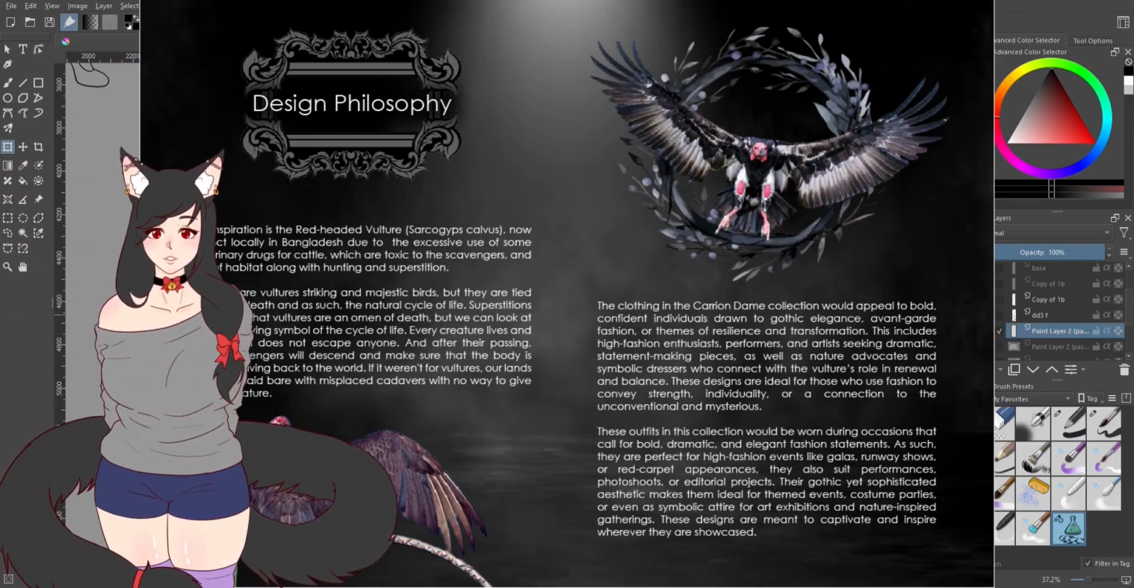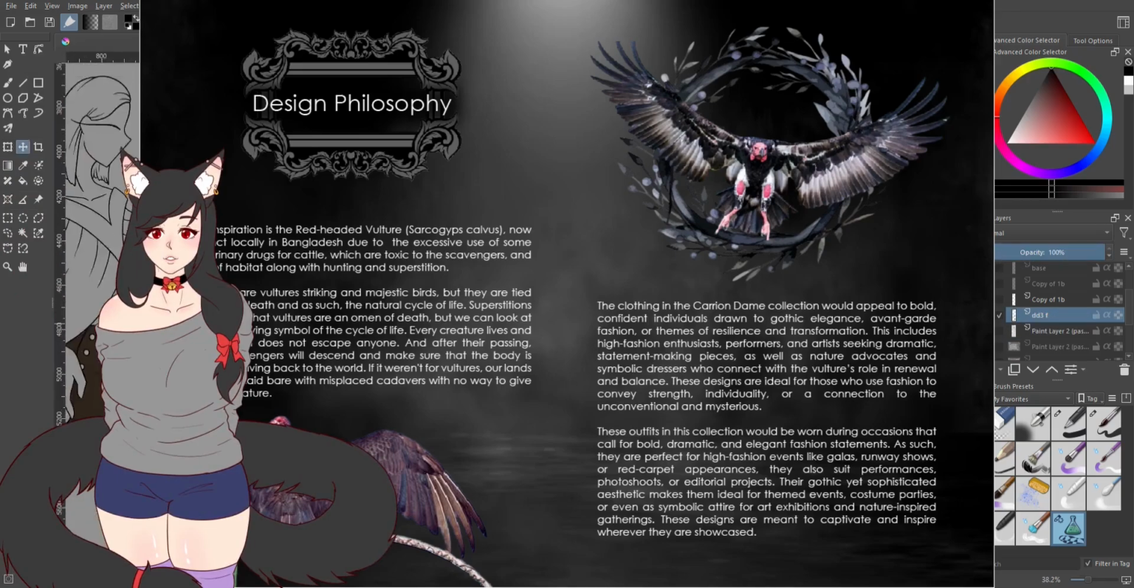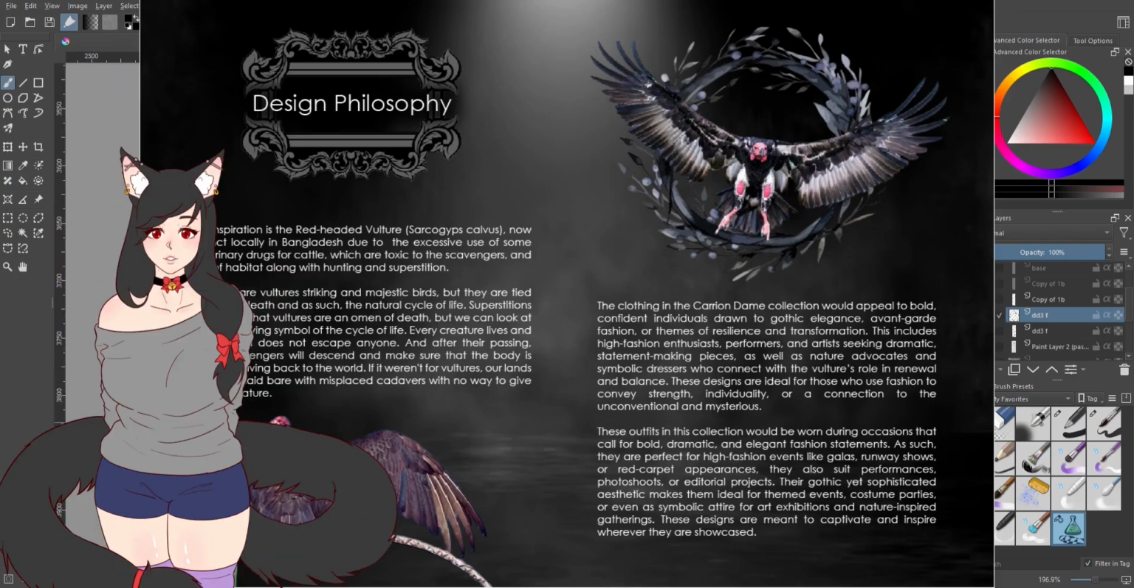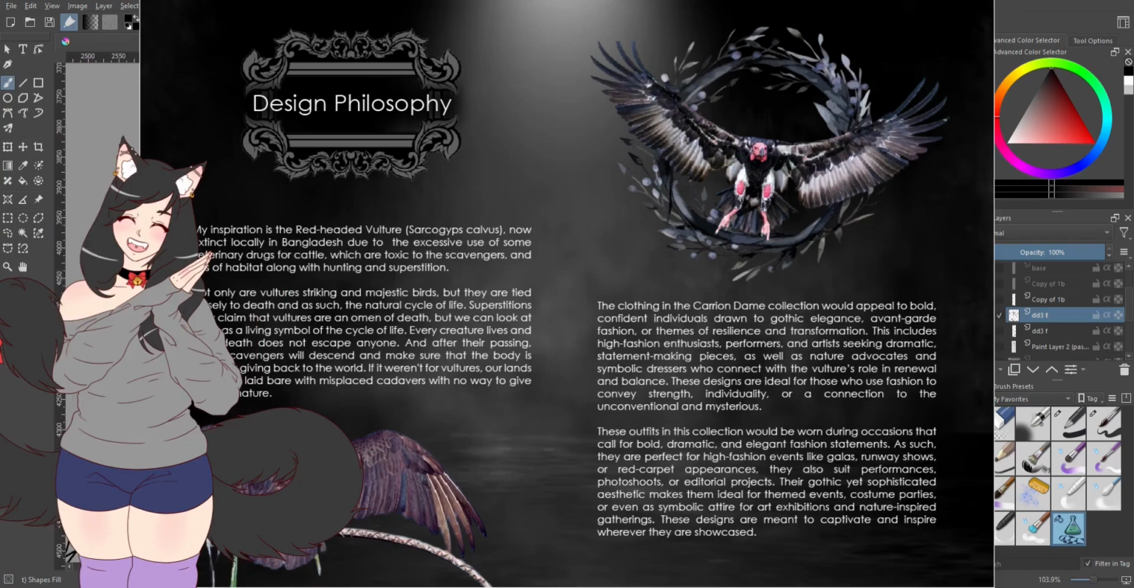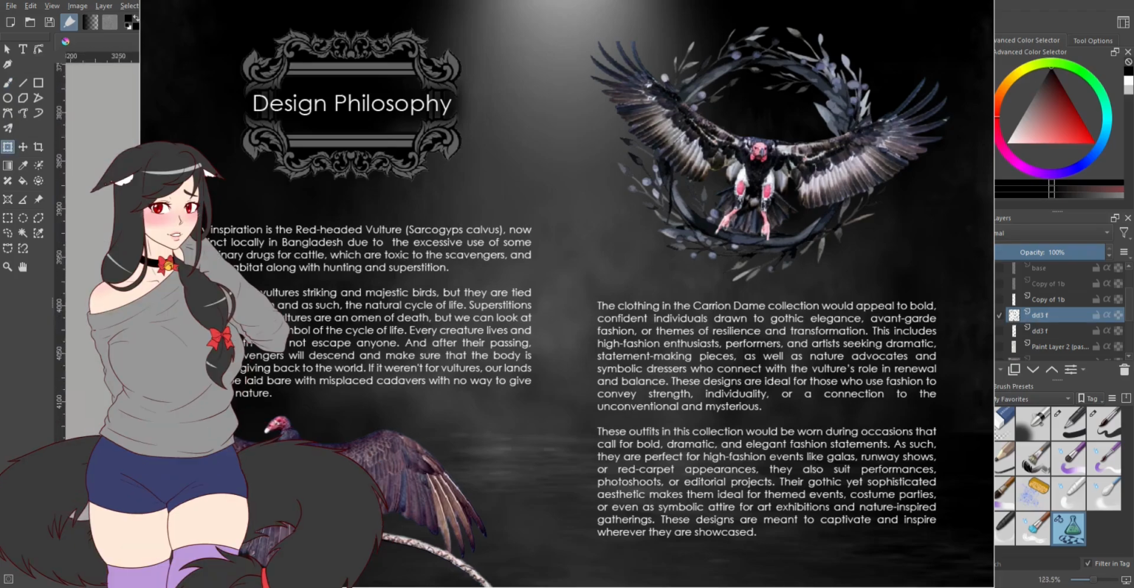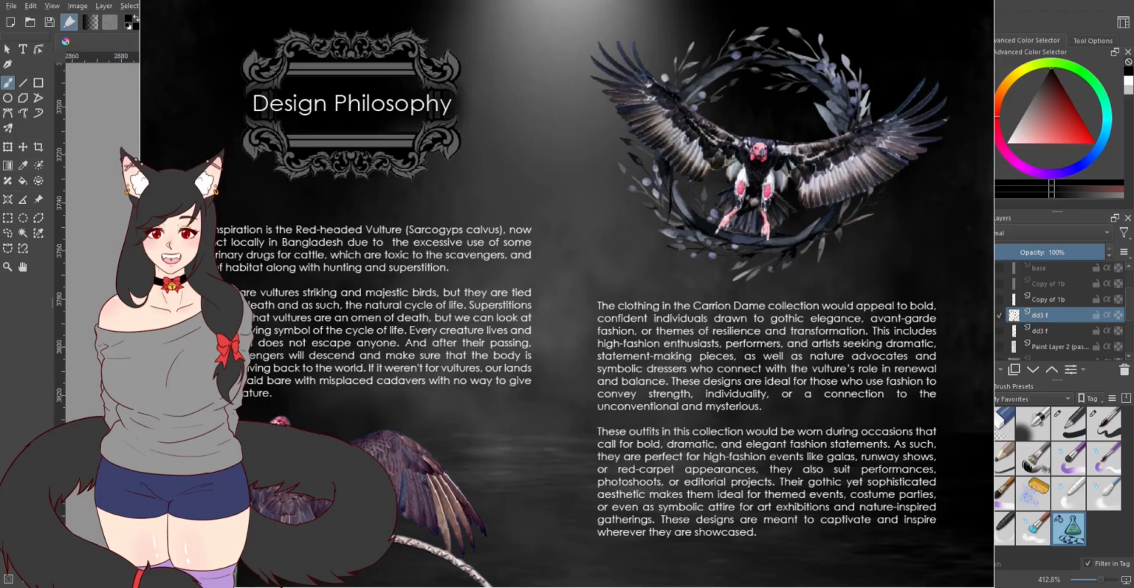But, so to speak, my inspiration is the red-headed vulture, or Sarcogyps calvus, now extinct locally in Bangladesh due to excessive use of some veterinary drugs for cattle which are toxic to scavengers, as well as loss of habitat along with hunting as well as superstition. Now, vultures are striking and majestic birds, but they are tied closely to death and, as such, the natural cycle of life, which ties them into a lot of superstitions, making them seem like almost messengers of death itself. But that's not how I see it.